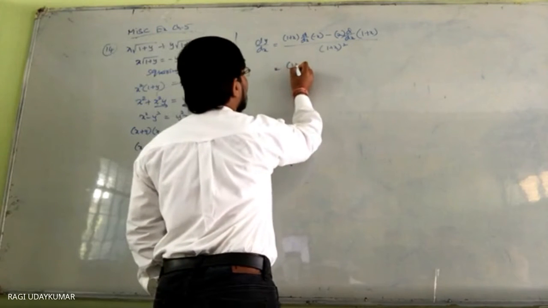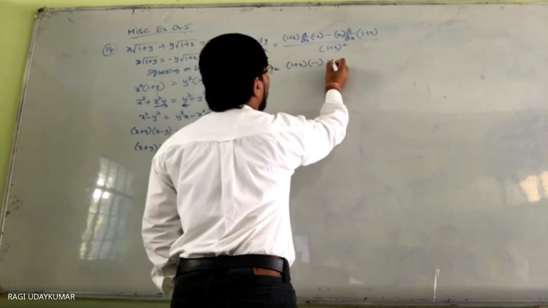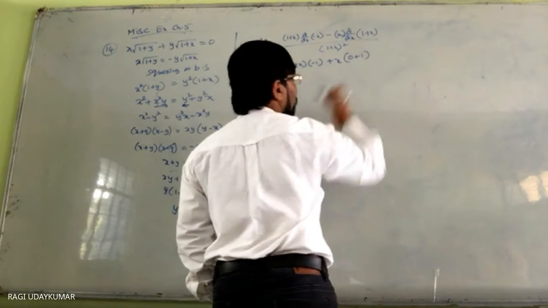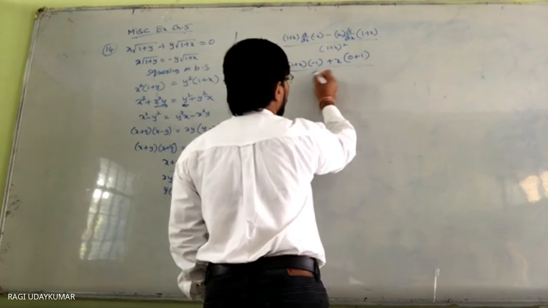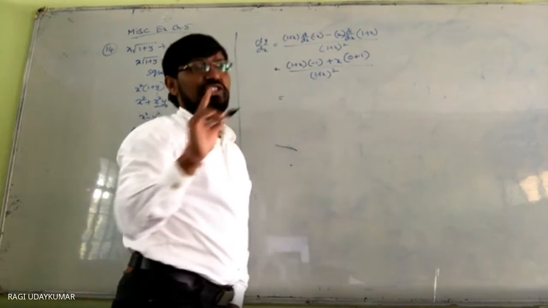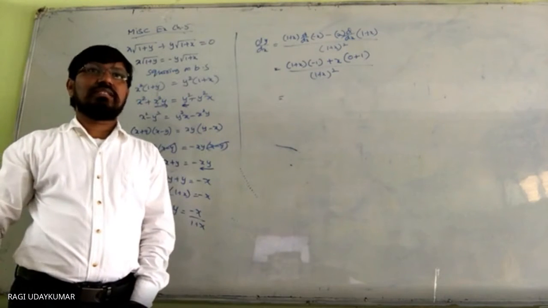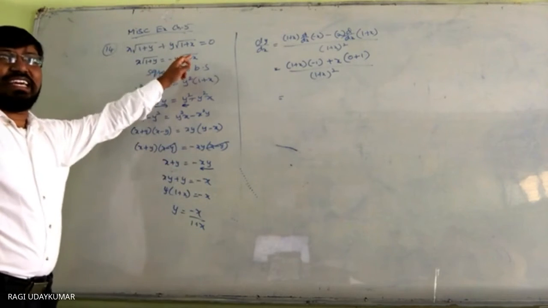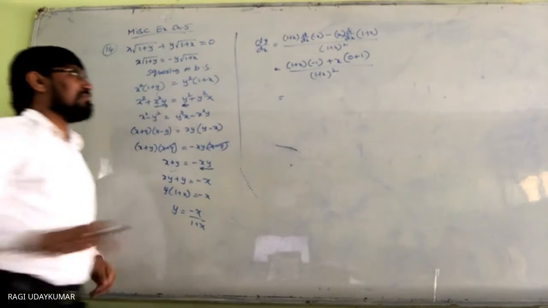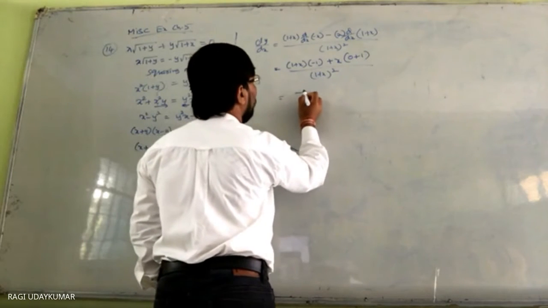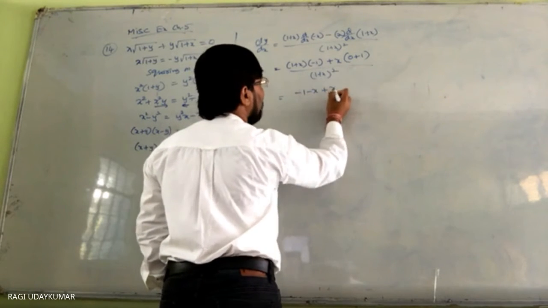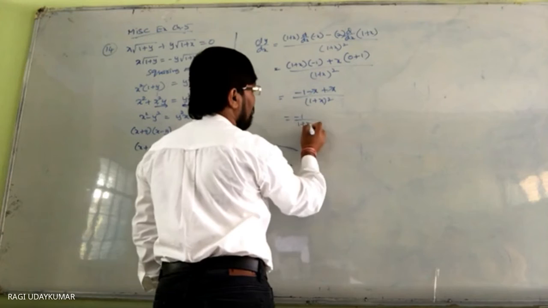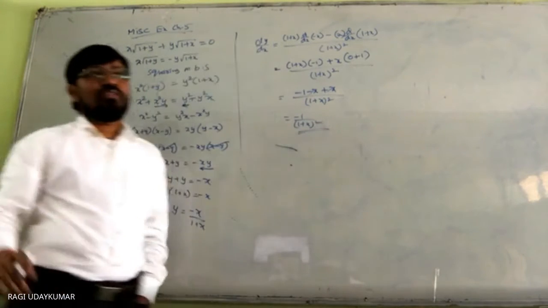So (1 plus x) into minus 1, minus (minus x) into the derivative of the denominator, which is 0 plus 1, by (1 plus x) whole square. This question is a repeated question, asked previously, so keep it in mind. It is different, because you cannot solve it directly; you have to find y. So minus 1 minus x plus x by (1 plus x) whole square. The x will get cancelled: minus 1 by (1 plus x) whole square. This is what I asked you to prove.